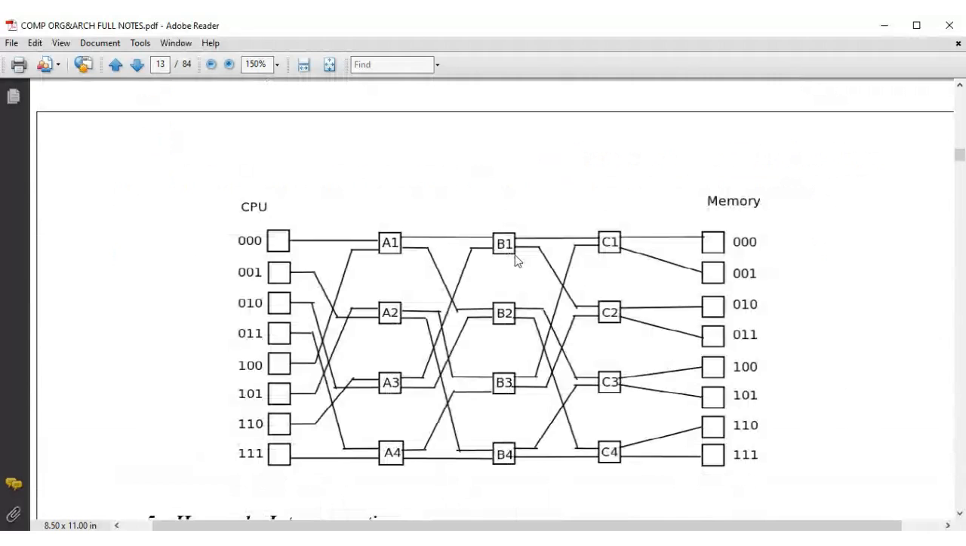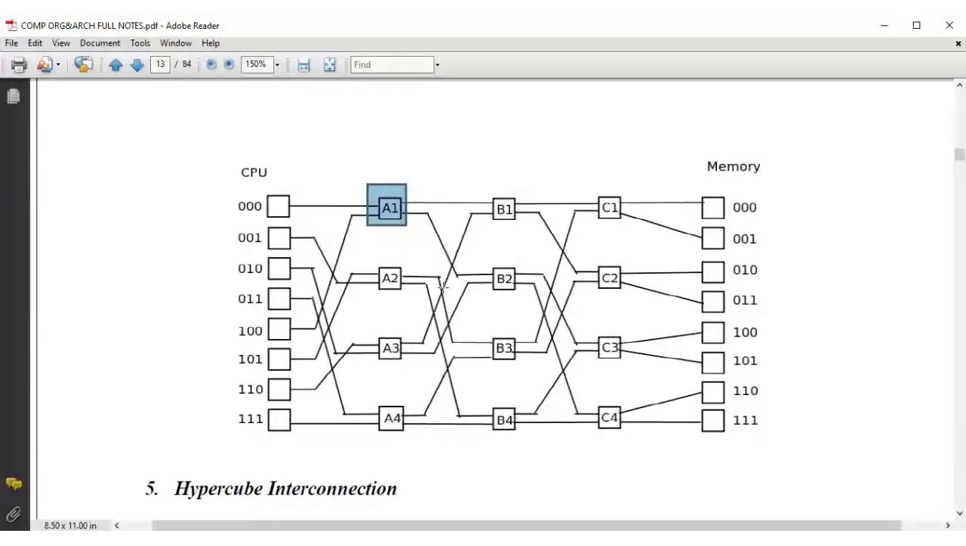Because the work of this gate, which functions like a router or a switch, is basically, number one, to determine the best possible path for a signal, and number two, to determine the recipient of that signal, the recipient address of the signal, like a switch does. So 000 wants to communicate with 001 here. CPU 001 wants to communicate with memory 001.